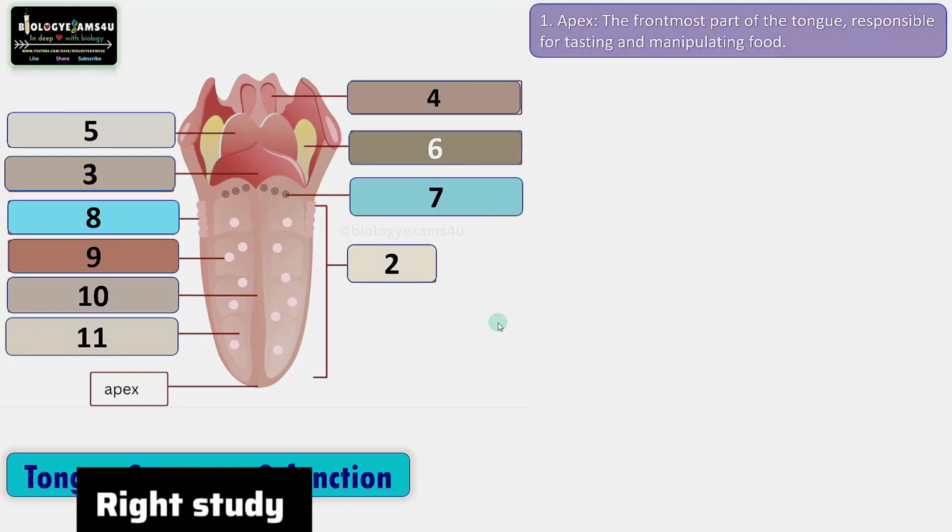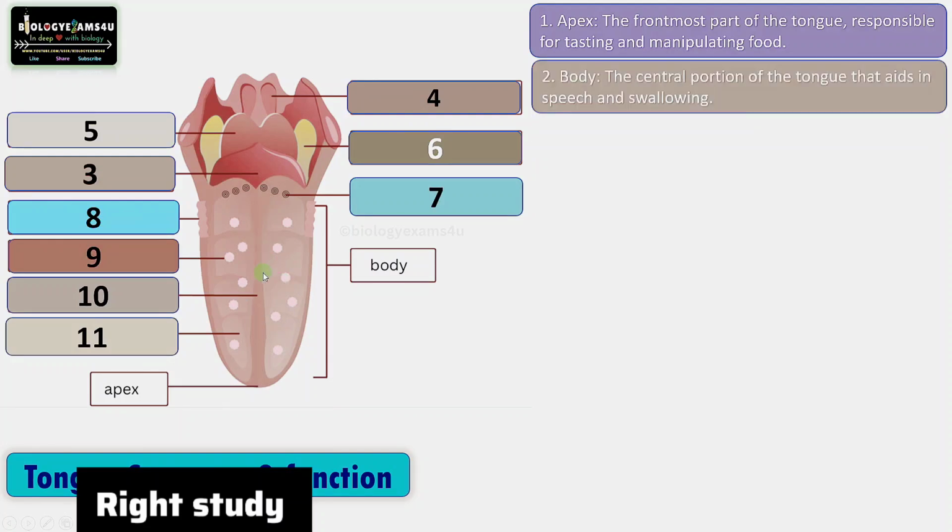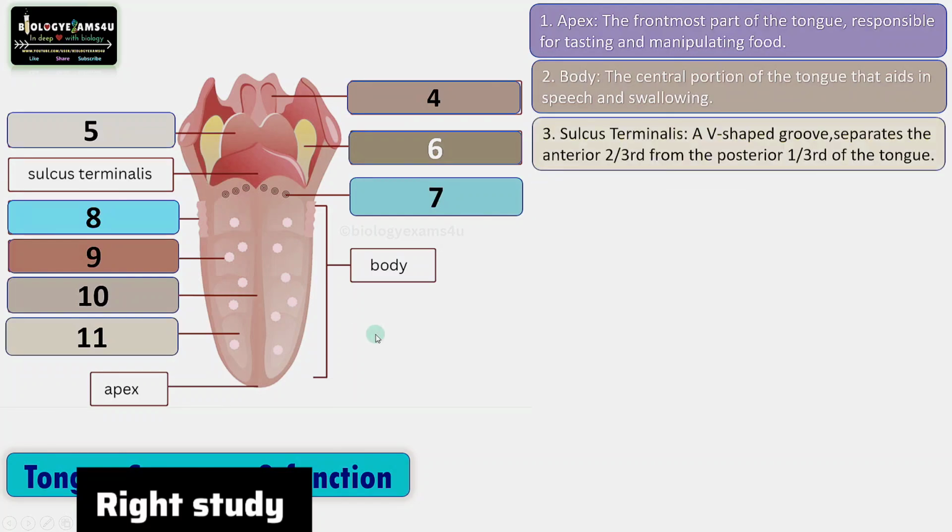The second part is the body. It is a central portion of the tongue that aids in speech and swallowing. The third part is called the sulcus terminalis. It is a V-shaped groove that separates the anterior 2/3 from the posterior 1/3 of the tongue. So this is the structure.